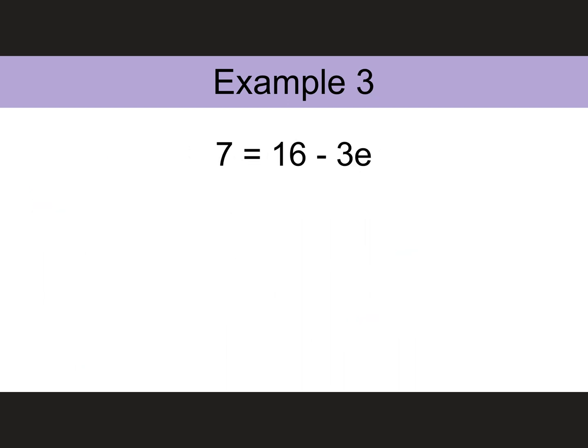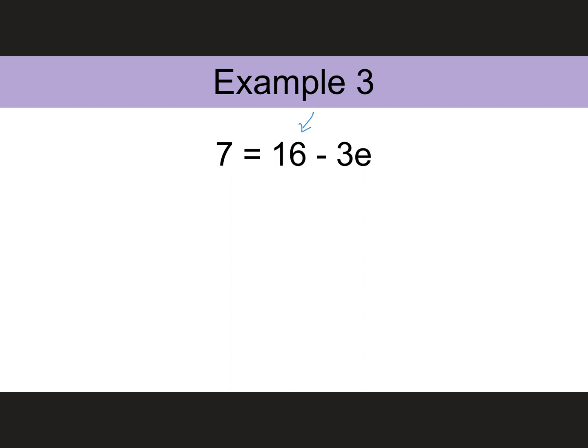All right, example number 3. 7 is equal to 16 minus 3e. So this one looks a little funnier, but we're still going to solve it the same way. We're going to do the reverse order of operations, and we're going to use inverse operations. The first thing I want to deal with is that 16. I want to remove it from the right side of the equation.